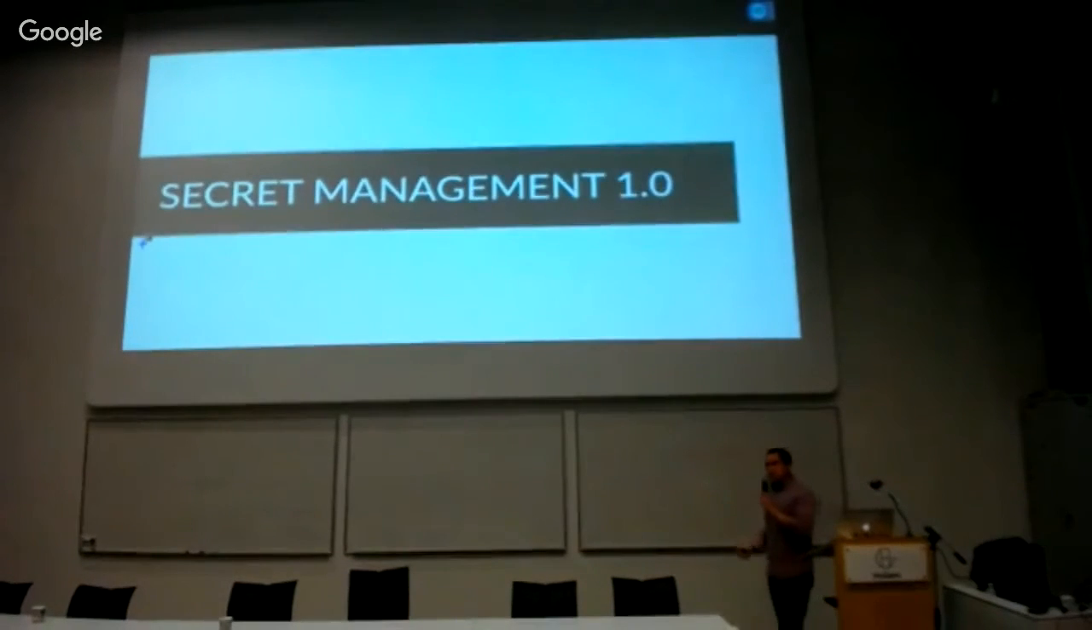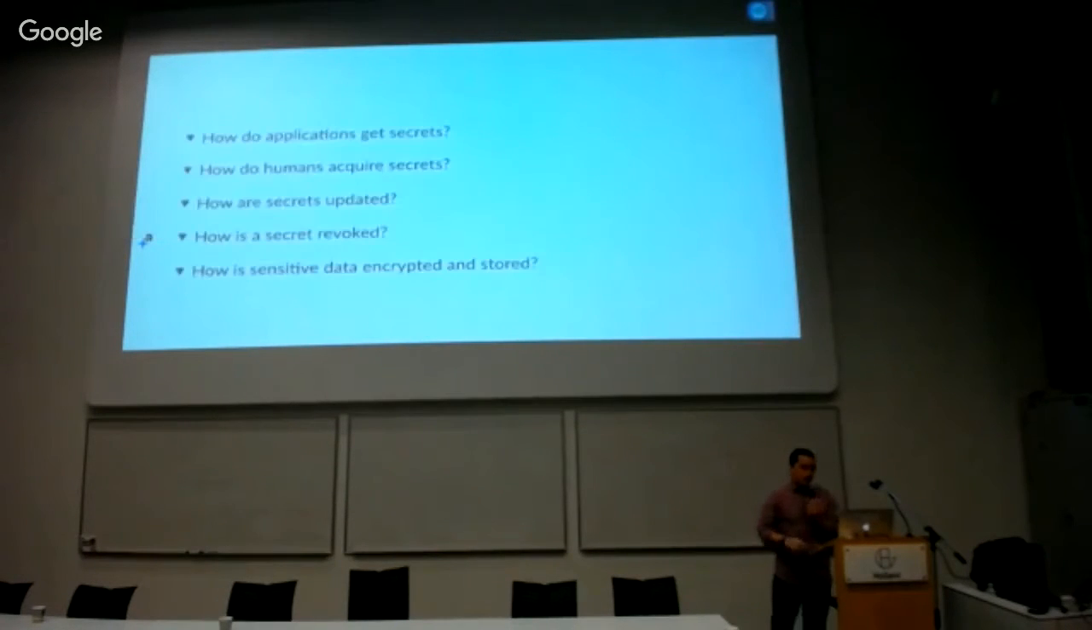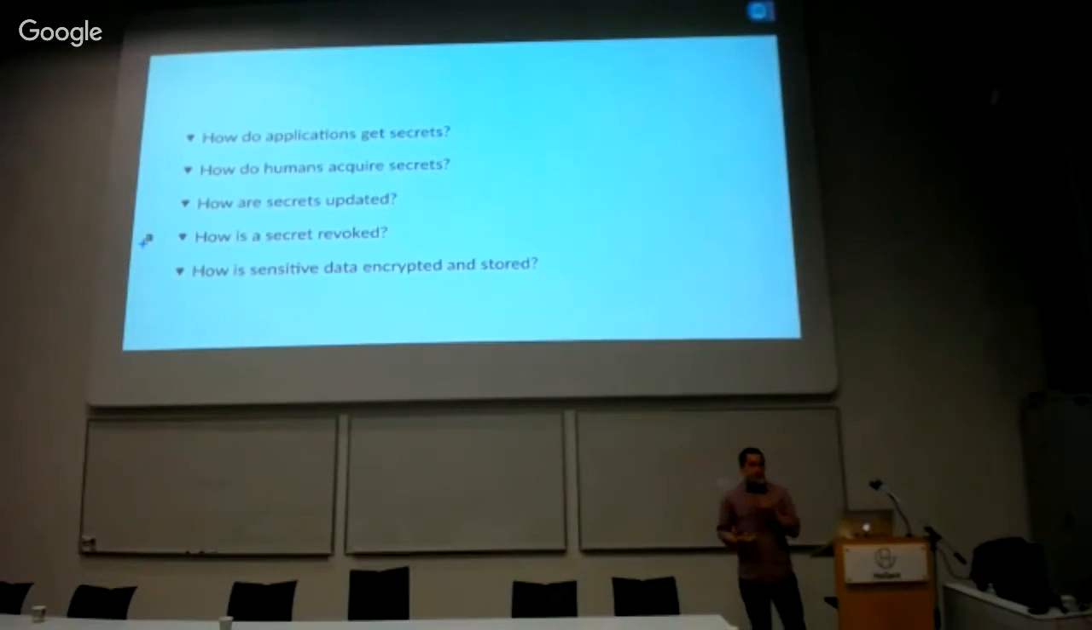So now we know what a secret is. How are secrets being stored in a pre-Vault world? I'm going to call this Secret Management 1.0. What are we doing without Vault? If you don't have Vault, what's kind of common? And the questions that I want answers to when I look at this is, how are applications getting access to secrets? So these are API keys and things like that. How are humans getting access to secrets? So this is, you know, VPN passwords and things like that.